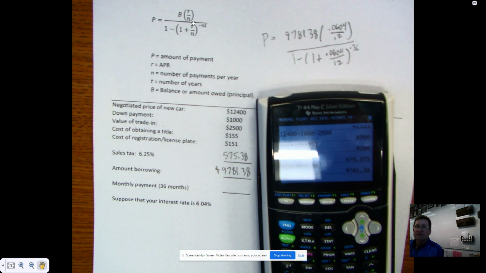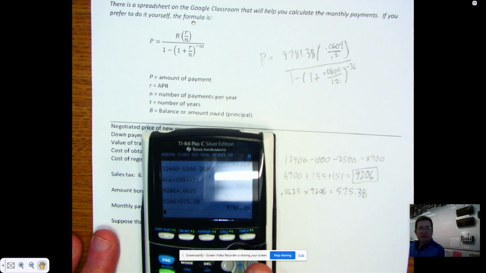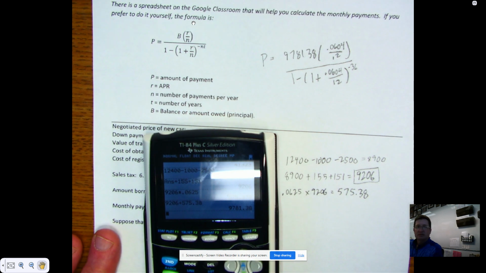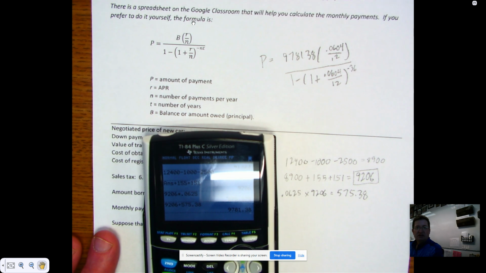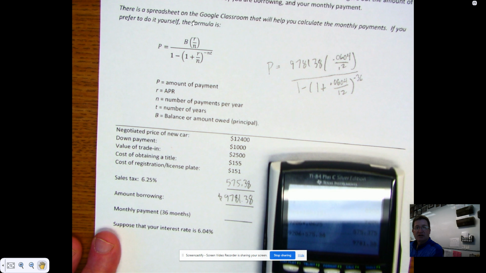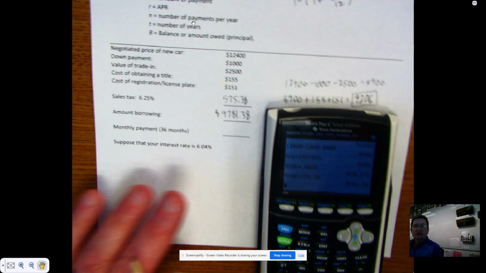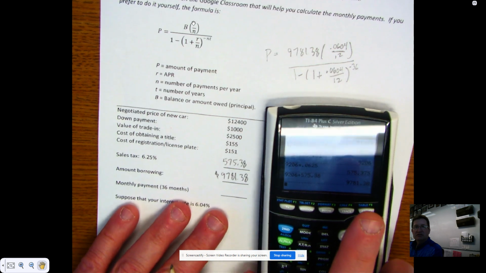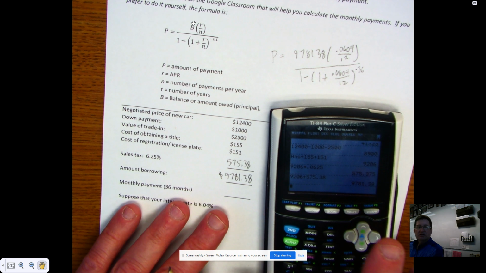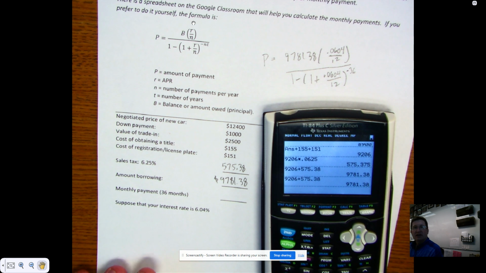Let's see if we can get this on our screen in a good way to where the glare is not so bad. Seems like earlier our calculator was in better shape. Maybe we'll scroll down here. There, how's that? That's a little better.